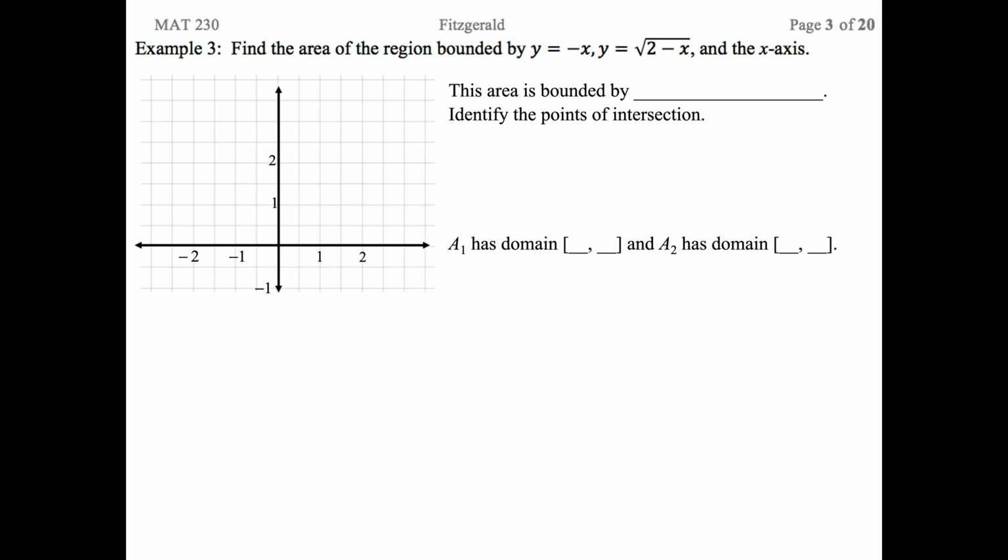All right, welcome to part 2 of 7.1. Now we're going to find the area of the region bounded by y equals negative x, y equals the square root of 2 minus x, and the x-axis. This is unusual because you're given three functions. Technically, the x-axis is y equals 0.